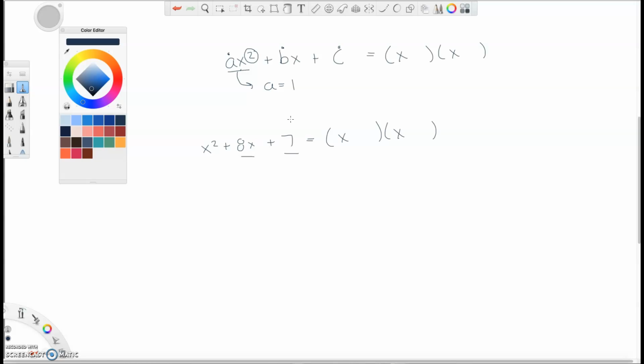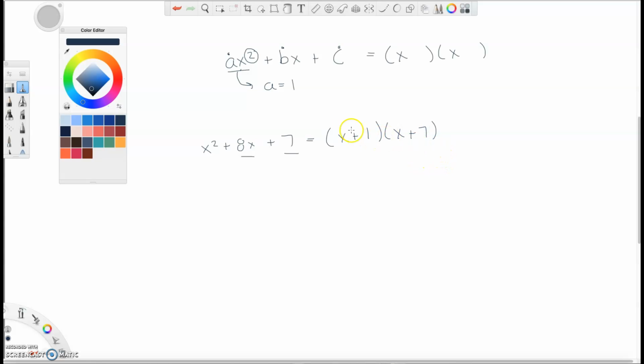So I look at this and I see, okay, 7 times 1. 7 times 1 is 7. So I know that works and satisfies the condition that the two numbers have to multiply to be c, but do they add to be 8? So 7 times 1 is 7, and 7 plus 1 is 8. So yeah, they do work. So let's go ahead and put this in here: x plus 1 and x plus 7.